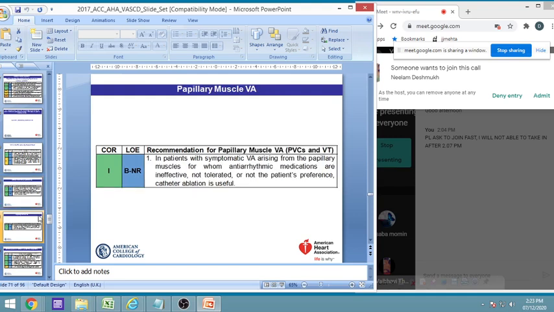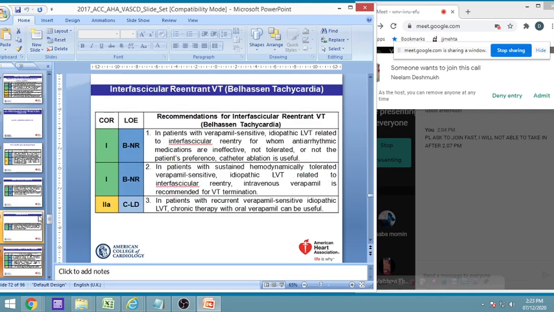Then papillary muscle ventricular arrhythmias. Let us see what it is. If symptomatic arrhythmias are arising from the papillary muscles, and antiarrhythmic medications are ineffective, or they are not tolerated or not the patient's preference, then catheter ablation can be done.